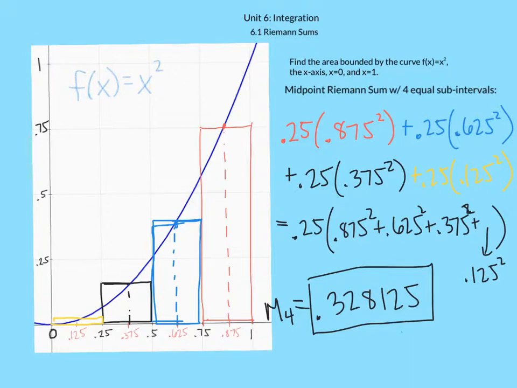All right, so what the heck is the point of doing this if we can find the exact area under the curve? That's a great question. It's mainly so when we don't have a function and we only have values from a table, we can't find the actual value.